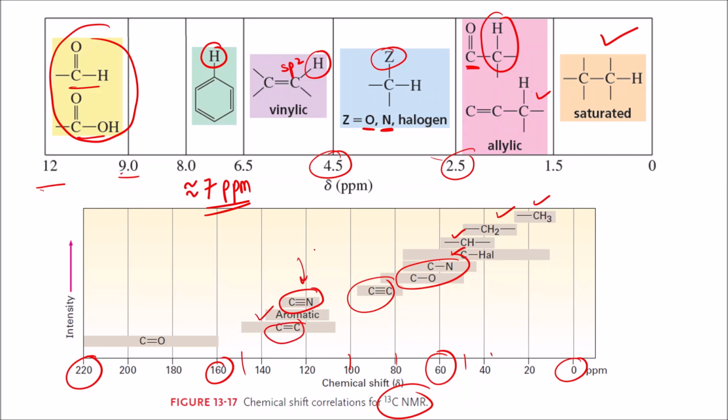Okay, so basically this is also called the alkene region, where you see the peaks of carbon attached to a double bond, either an aromatic double bond or an aliphatic chain double bond. Nitriles and the carbonyl will show the maximum chemical shift value. Okay, that's it for this video.